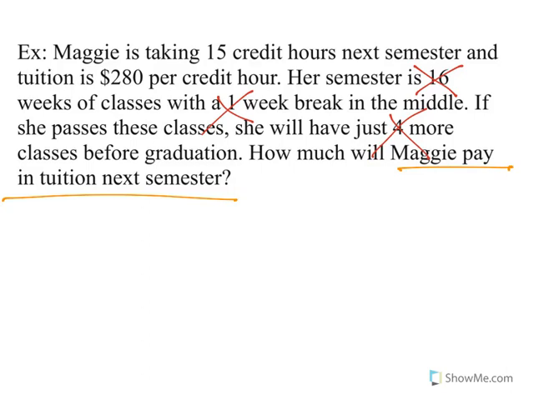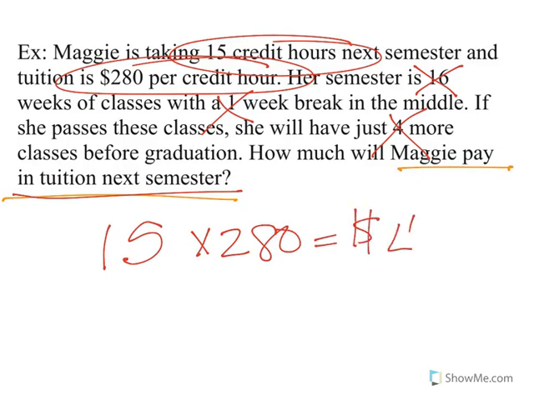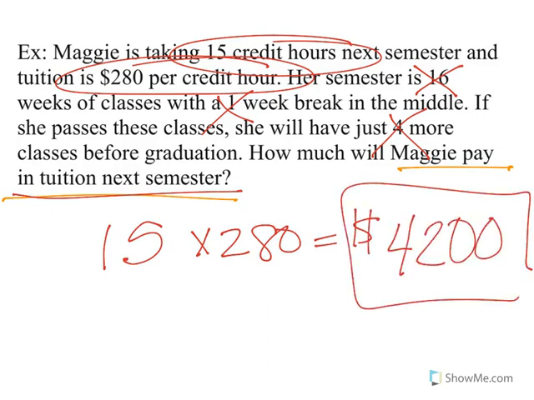But what do we need? We need 15 credit hours at $280 per credit hour. That's what we need for tuition. So 15 credit hours times $280 per credit hour. Maggie's tuition is $4,200. Feel free to send $100 bills to help Maggie pay for college.